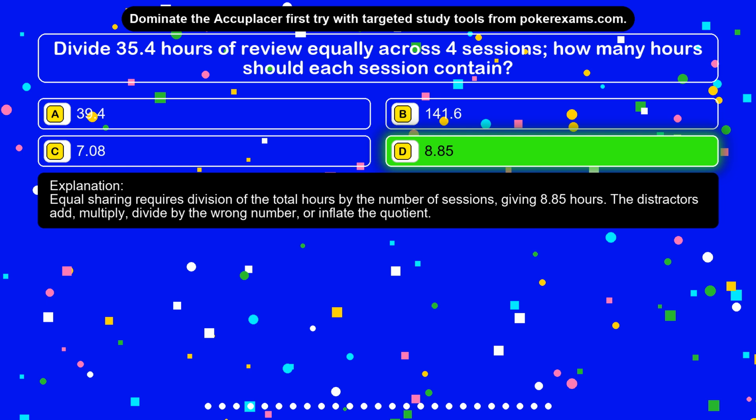Equal sharing requires division of the total hours by the number of sessions, giving 8.85 hours. The distractors add, multiply, divide by the wrong number, or inflate the quotient.